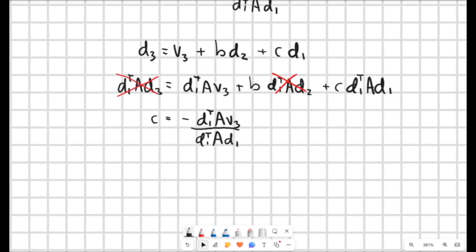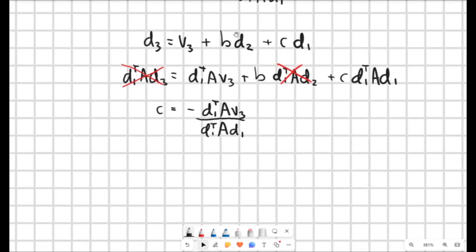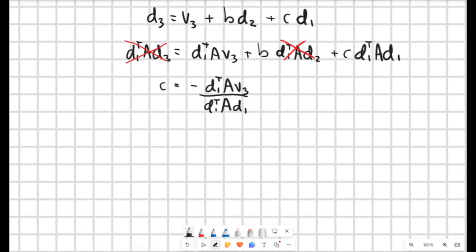Okay, so we're getting there. We still need to find our constant B, but as you can probably see coming, we're just going to use the same trick again. This time we're going to pre-multiply this equation up here by D2 transposed A.